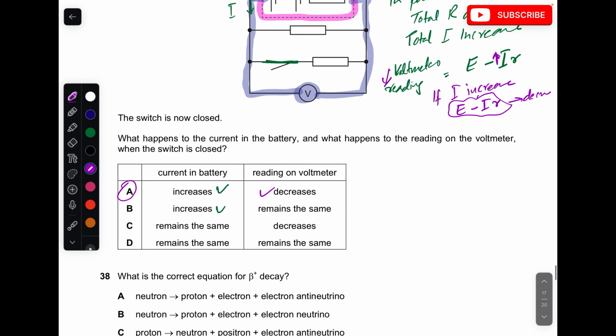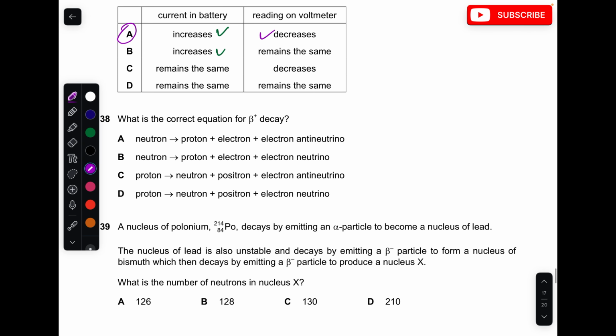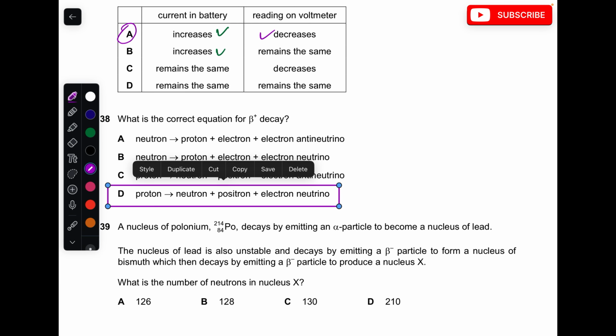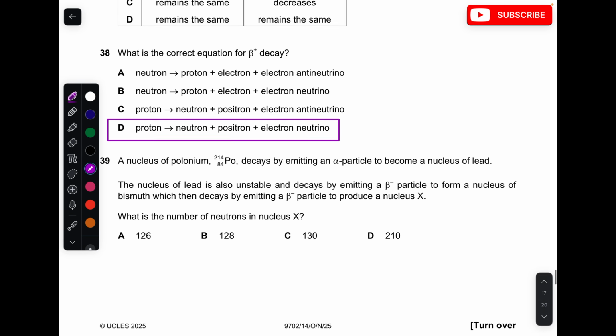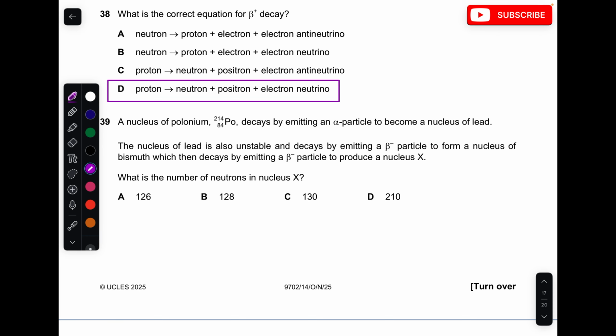Moving forward, question 38. What are the correct equations for the beta decay? It's very simple. It's option D. Proton turns into a neutron plus positron plus electron neutrino. Question 39. A nucleus of polonium is decayed by an alpha particle to become a nucleus of lead.